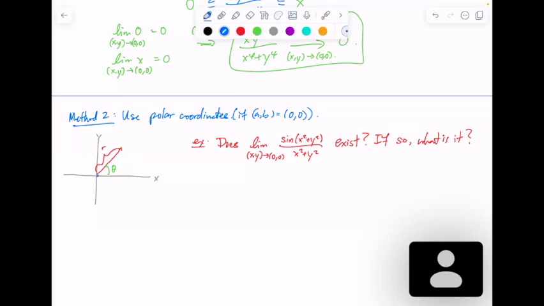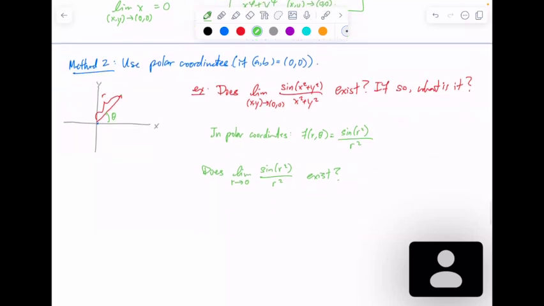So in polar coordinates, f of r and theta is sine of r squared over r squared. So the question now becomes, does the limit as r goes to 0 of sine of r squared over r squared exist? There's a subtle difference here. It's not quite sine x over x, because r, first of all, is never negative, but it's pretty close. So what's the answer here? This is now a function of one variable, just r. So how might you attack this?